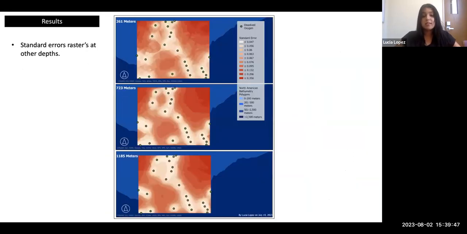And so these standard errors are actually rasters, as opposed to the other one, which was contours. So that's why they look a little bit different, but they are also showing standard errors at depths of 261 meters, 723, and 1,185. And the big takeaway again is that standard errors are lowest closest to known data points and begin to have more error as you move away.